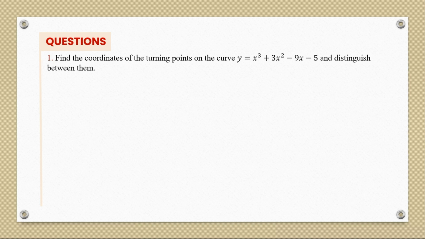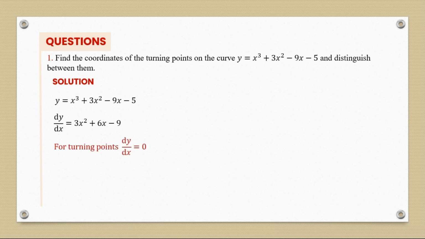Alright, so let's look at some questions to understand this further. We're told to find the coordinates of the turning points on the curve y equals x cubed plus 3x squared minus 9x minus 5, and distinguish between them. So this is the curve that we have here. When I differentiate it, I get 3x squared plus 6x minus 9. But we know that for turning points, dy/dx is 0, so we're going to equate this to 0.